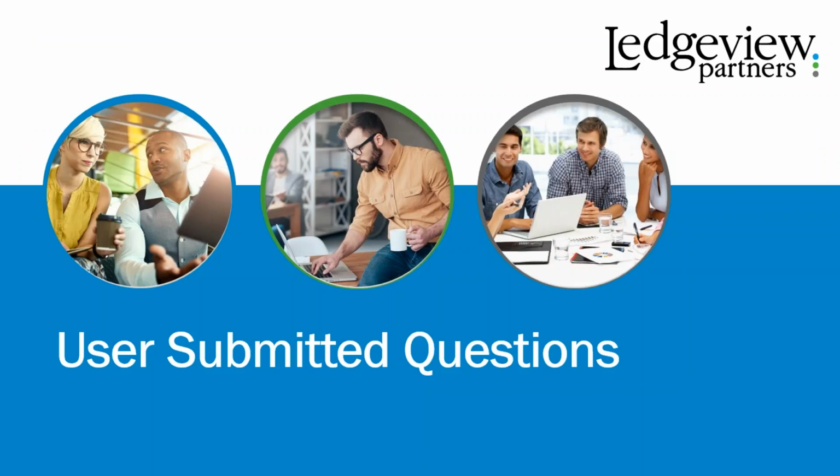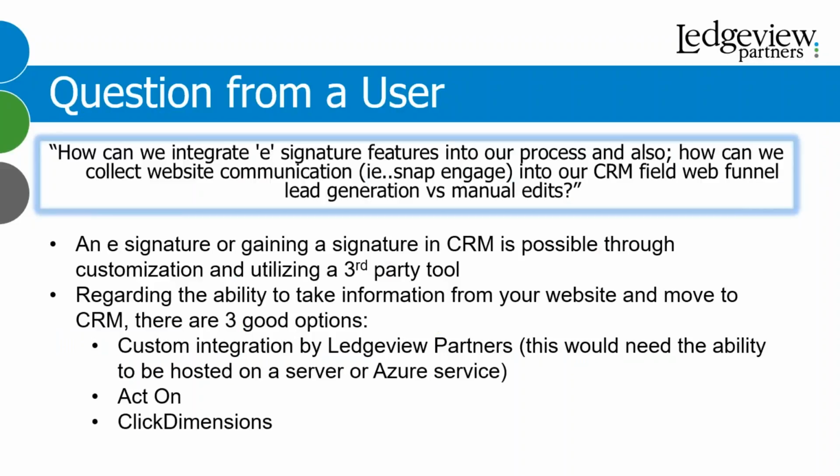That's all for our main topics for today. Let's jump into some user-submitted questions. Our first question is, how can we integrate e-signature features into our process? And also, how can we collect website communication into our CRM field web funnel, lead generation versus manual edits?